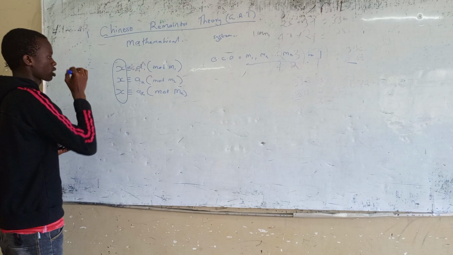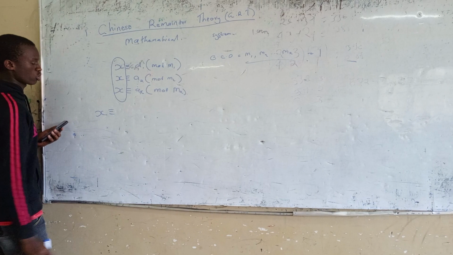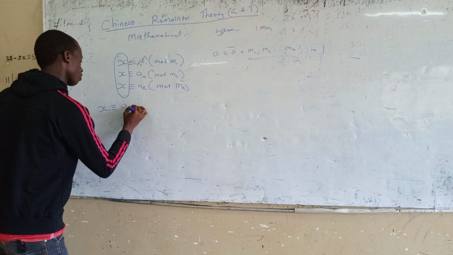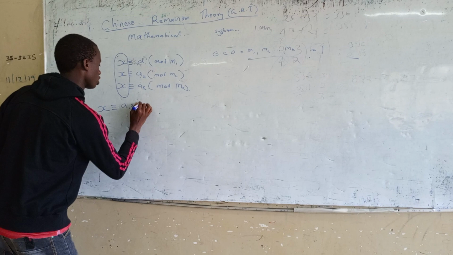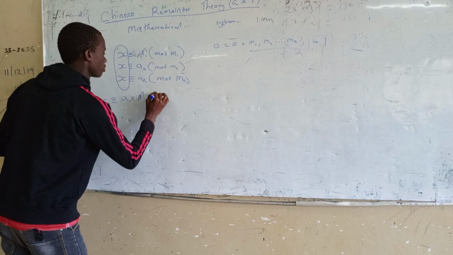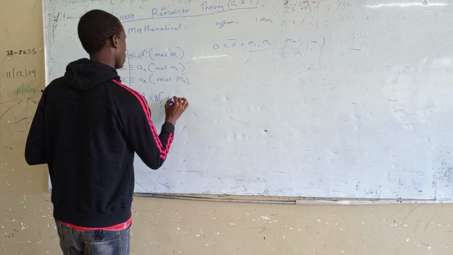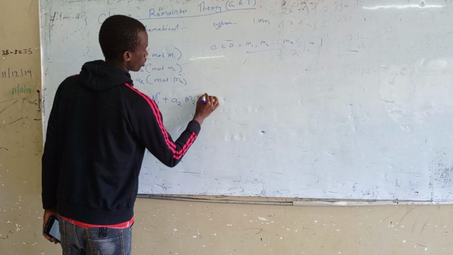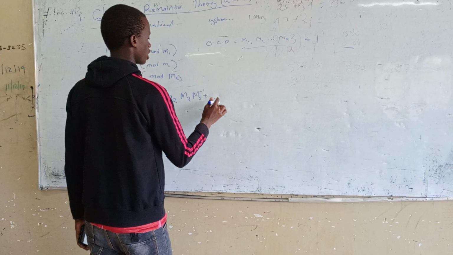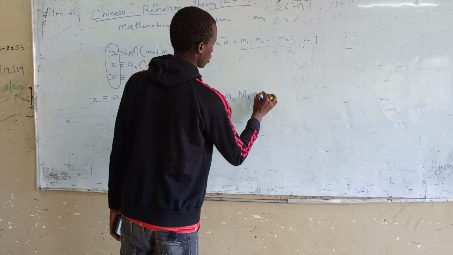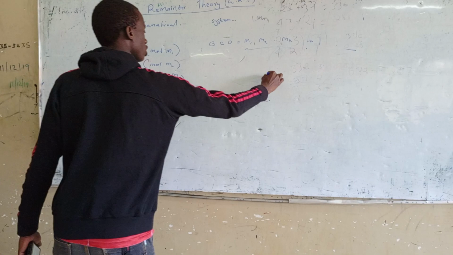So the general formula can be written as x is congruent to a1 times the big M1 times M1 inverse, plus a2 times M2 times M2 inverse, plus, you go up to where the natural numbers end, ak times Mk times Mk inverse. All of this mod M.